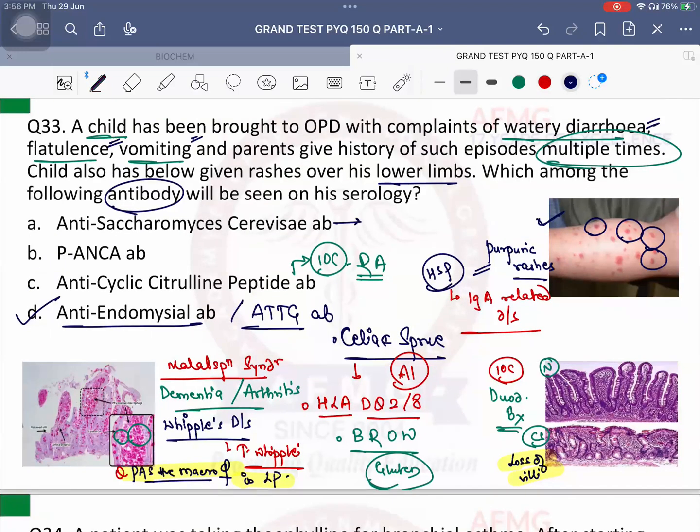Next is anti-Saccharomyces cerevisiae antibody. ASCA antibodies are seen in which condition? Crohn's disease. Okay, autoimmune condition known as Crohn's disease. P-ANCA antibodies are seen in ulcerative colitis. It is also seen in primary sclerosing cholangitis, which is commonly associated with ulcerative colitis. In primary sclerosing cholangitis also we will see P-ANCA antibodies.